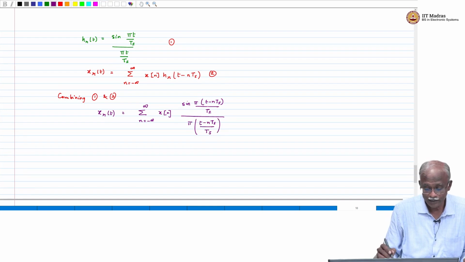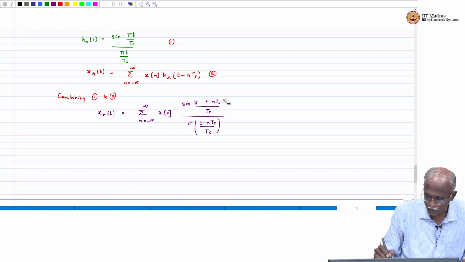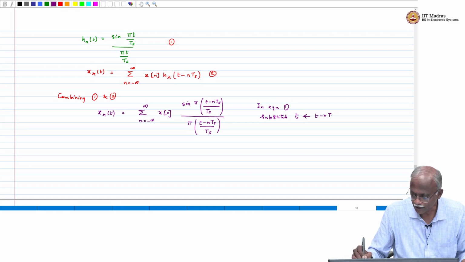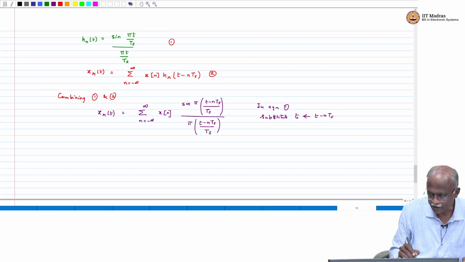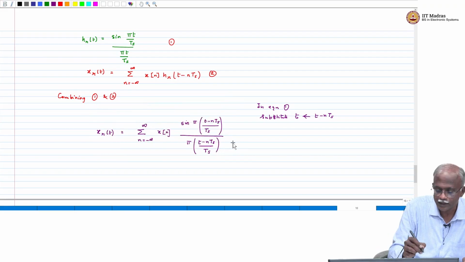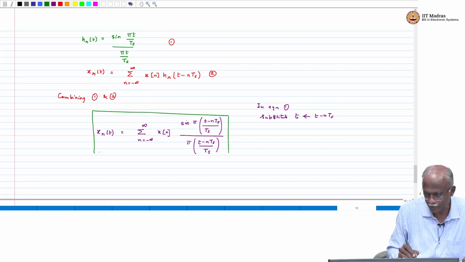Okay. How did we get this? Wherever there is t, you substitute t minus nTs, that is all. So not a difficult expression to derive or to understand, but useful for us to explain. Basically, in equation 1, wherever t is there, you substitute it with t minus nTs. That's exactly what is happening. So when you see an expression like this saying that the reconstructed signal is obtained from the samples of the discrete time sequence using this formula, you know exactly how this expression has been obtained.